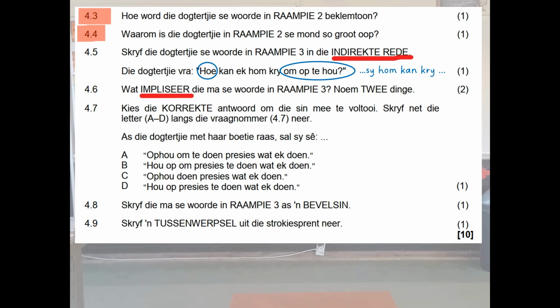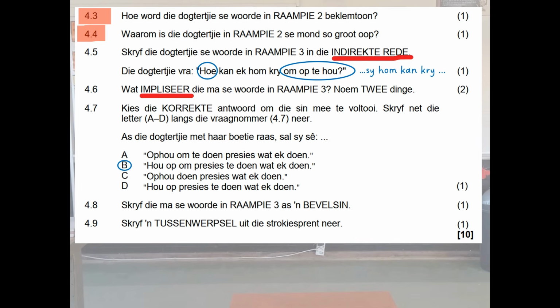4.6 has the word impliseer. Impliseer means implied meaning. Now, implied meaning you can only use if you've got the vocabulary. So you have to go back to the girl's words. You have to look at what the implied meaning is in order to answer. So that one, it's something that you will have to look at yourself.